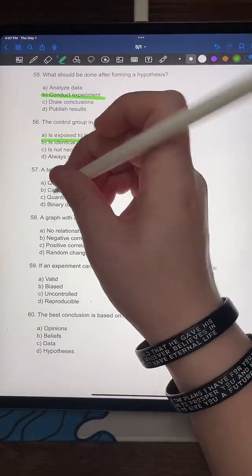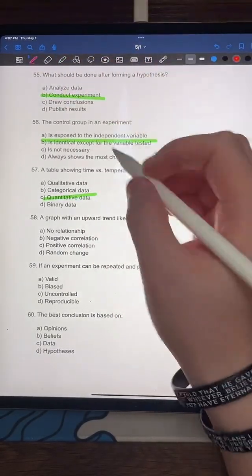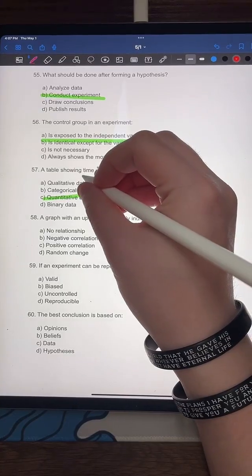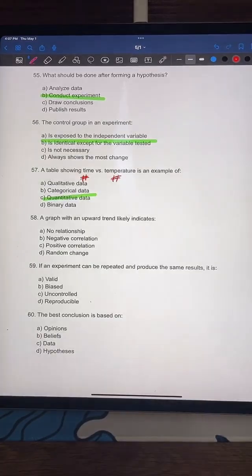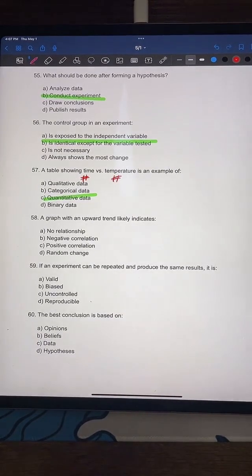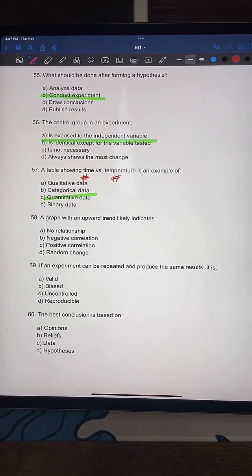The answer is C. It is quantitative data because time can be measured in numbers and so can temperature. Qualitative is going to be like descriptive. Categorical would be grouped data. Binary would be only two categories.